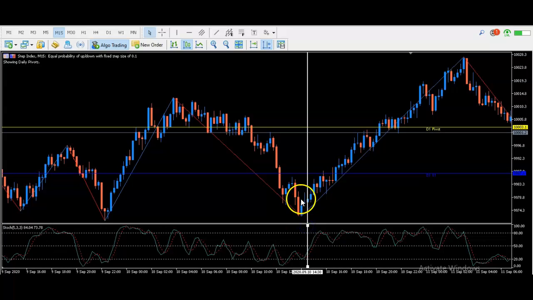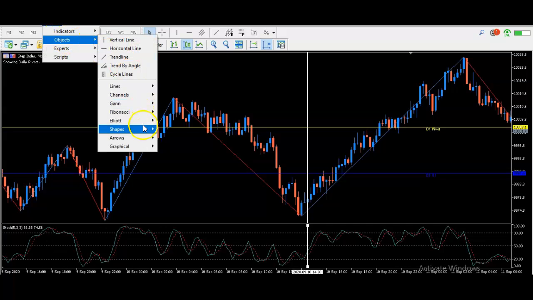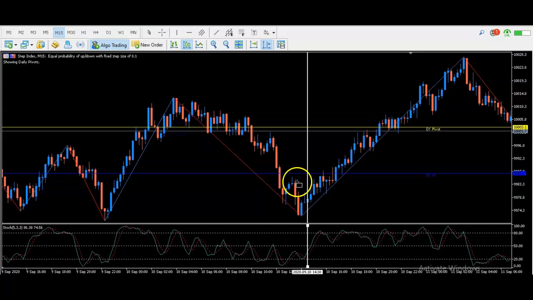What do we have? We have an inside bar. This is formed within the range of this previous bearish candle. And of course we want to wait for the breakout of this inside bar. If we're waiting for the breakout of that one, we could have had something like this. So right now this is an inside bar, so we're waiting for it to break out of this range.